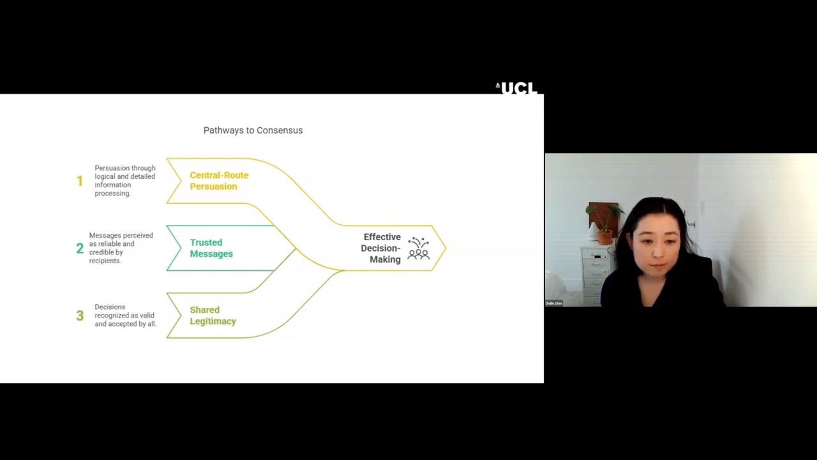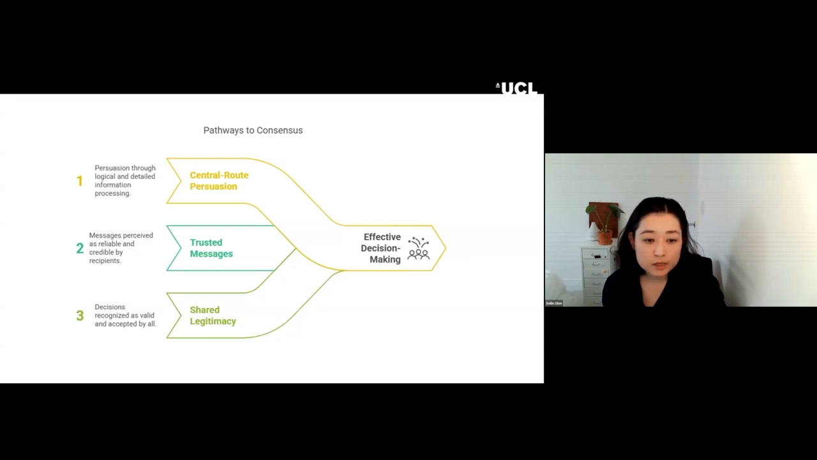Secondly, trusted messengers represent pathways where the content is accepted because it is perceived as credible and reliable by the recipients. And here the messenger's authority, clarity of communication, and alignment with the audience's values play a central role.